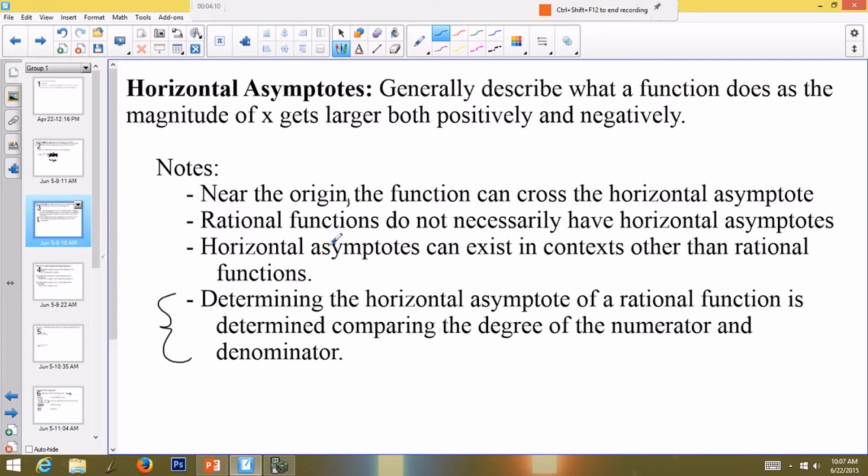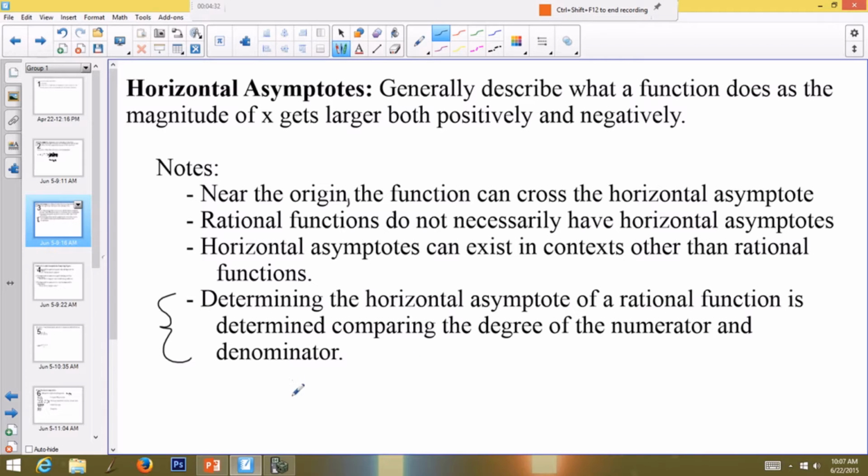Rational functions do not necessarily have horizontal asymptotes. Sometimes you could have slant asymptotes. Sometimes you have no asymptote at all for horizontal. Horizontal asymptotes can exist in contexts other than rational functions. This isn't the only way that you could get a horizontal asymptote, but it's one that we're going to see quite a bit in AP Calculus.